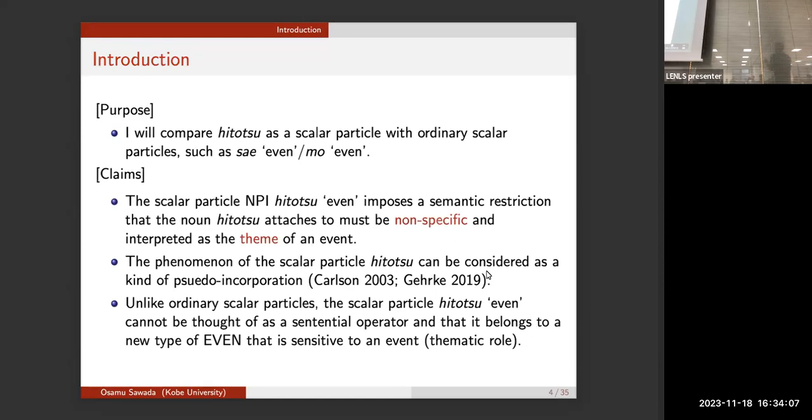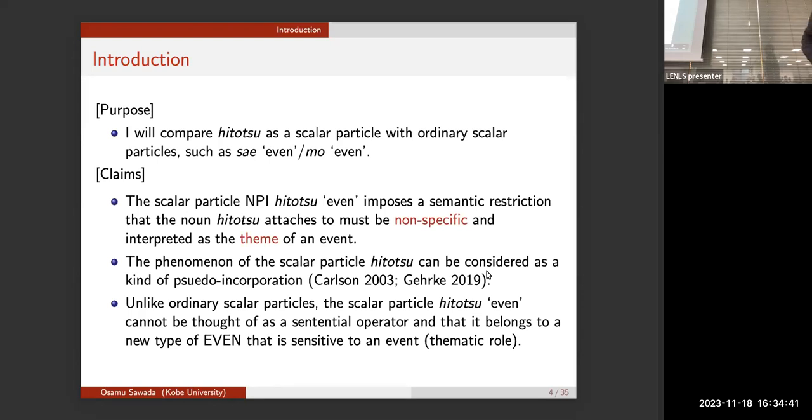In this talk, I will compare this scalar particle hitotsu with other kinds of scalar particles such as sae and even, and try to show that scalar particle hitotsu has a special kind of meaning which is sensitive to events. First of all, I will claim that the scalar particle hitotsu imposes a semantic restriction that the noun hitotsu attaches to must be non-specific, and it is interpreted as a theme of an event.